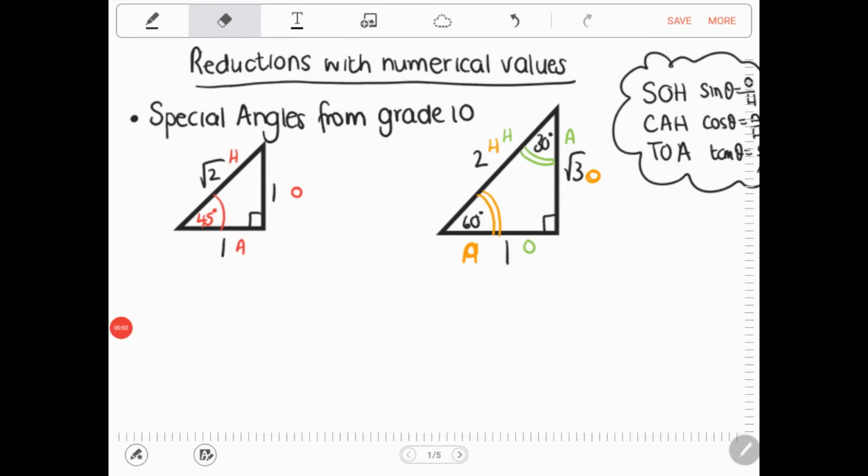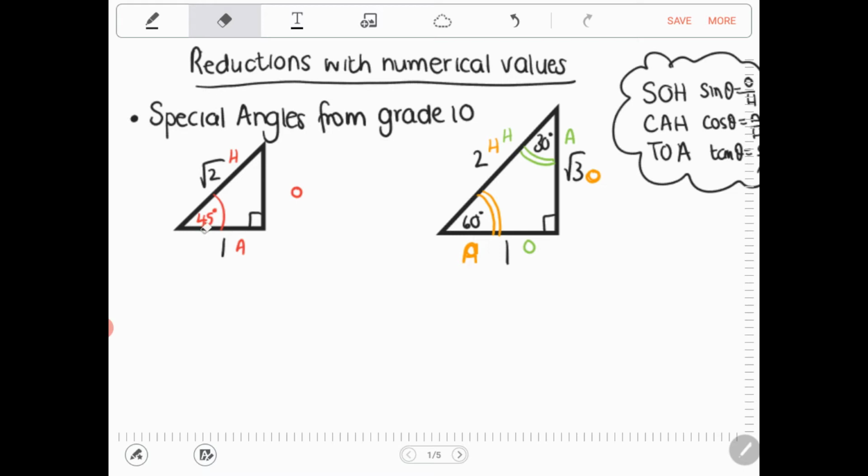Okay, so reductions of numerical values today, and I want to quickly take you back to your special angles from grade 10. If you remember your special angle triangles, I've drawn the 45-degree triangle, the little one, and this bigger one is a 30 and 60 triangle. Okay, so with the 45-degree triangle, we had sides of 1, 1, and root 2.